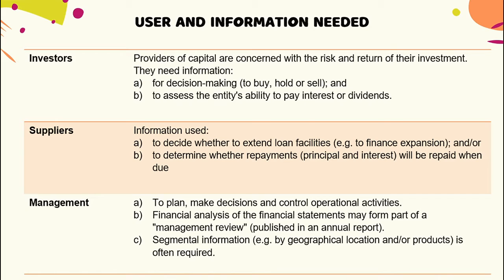Users and information needed. Investors, providers of capital, are concerned with the risk and return of their investment. They need information for decision making and to assess the entity's ability to pay interest or dividends. The second user is suppliers. The suppliers need information to decide whether to extend loan facilities or to determine whether repayment will be made when due. Next, management, to plan, make decisions, and control operational activities.